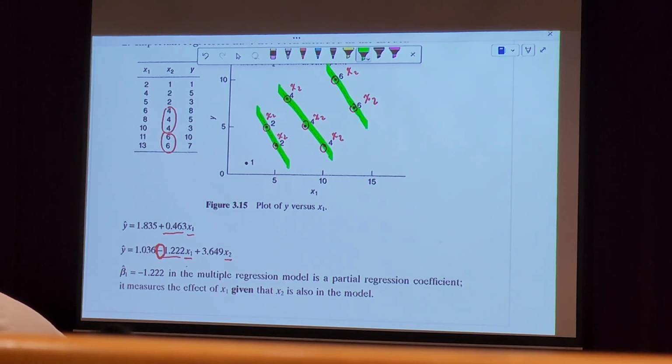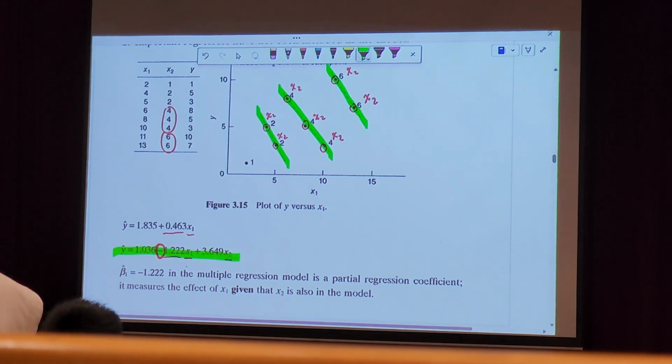So which one is correct? Of course, this one. There's an important regressor variable you should not omit.